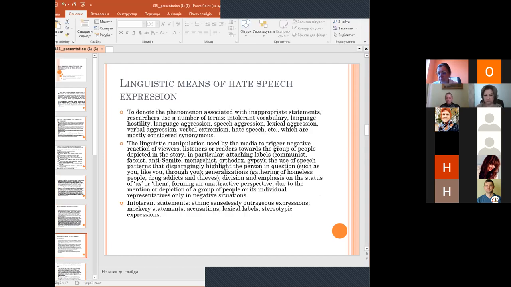Linguistic means of hate speech include intolerant vocabulary, lexical labels such as fascist, gypsy, generalizations, stereotypic expressions.